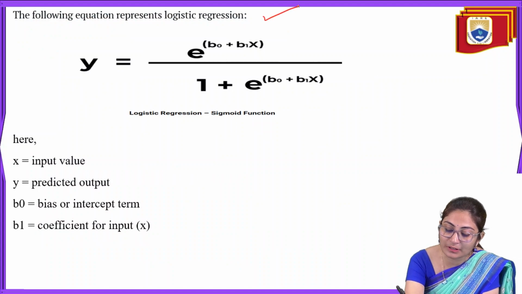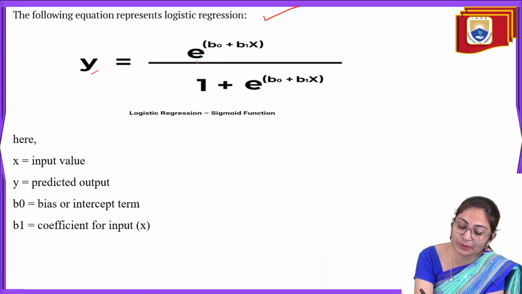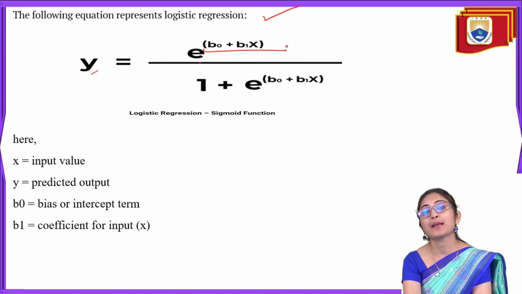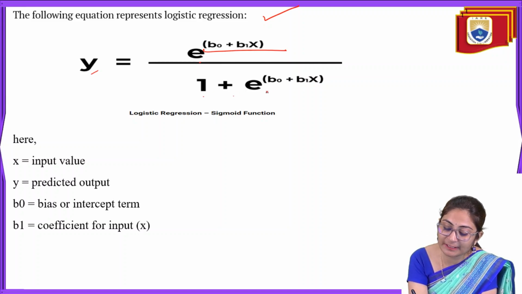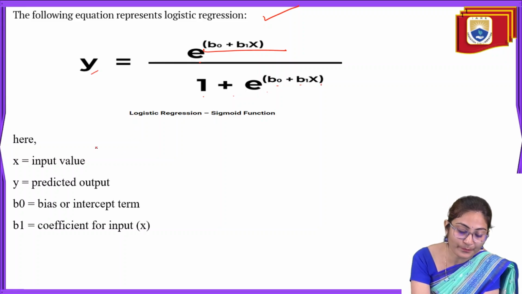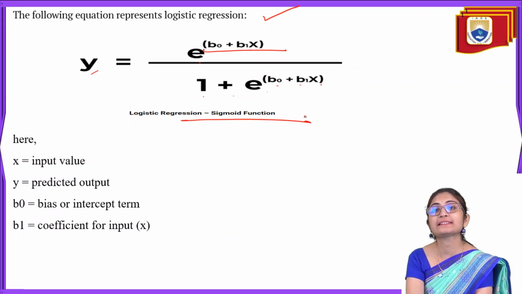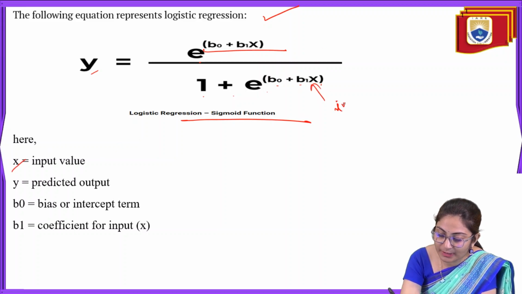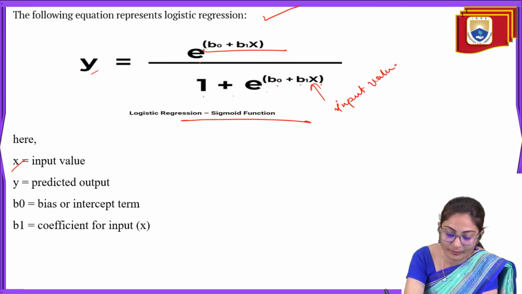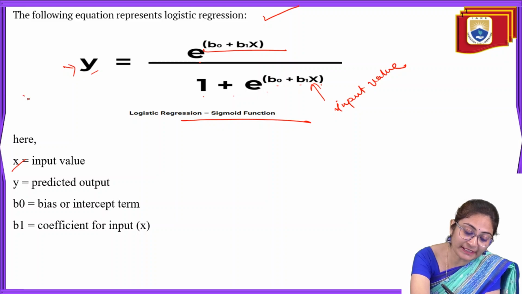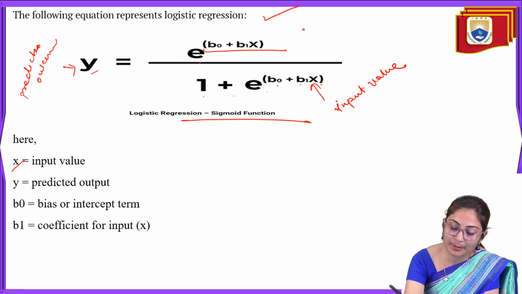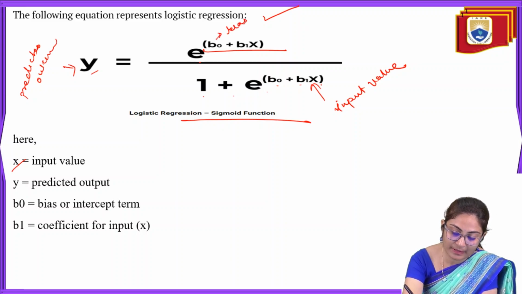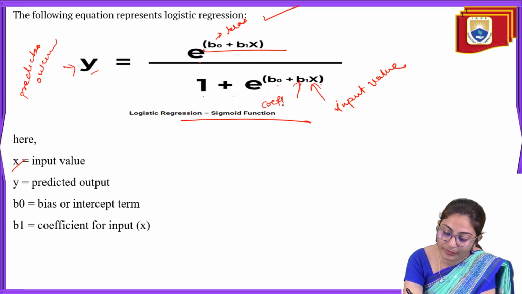So there is an equation for logistic regression. Y is equal to e to the power b0 plus b1x divided by 1 plus e to the power b0 plus b1x. So this is where we are using a sigmoid function. X is your input value. Y is your predicted outcome. B0 is your bias, and B1 is the coefficient of the input.